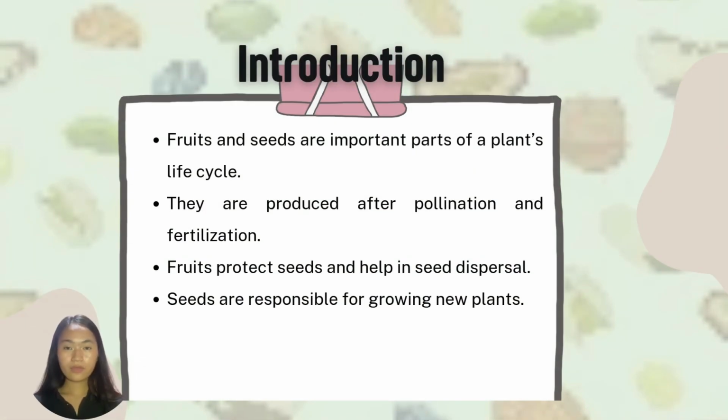So to begin with, fruits and seeds are very important because they help plants to continue their life cycle. They are produced after the processes of pollination and fertilization happen in the flower. So fruits have the job of protecting the seeds inside them, and they also help to spread the seeds to new places through animals, wind or water. So seeds are very special because they carry the baby plant which will grow when the conditions are good.